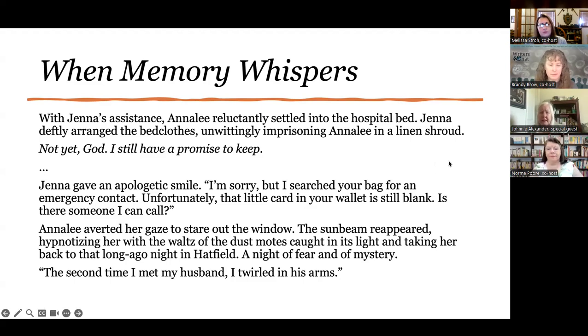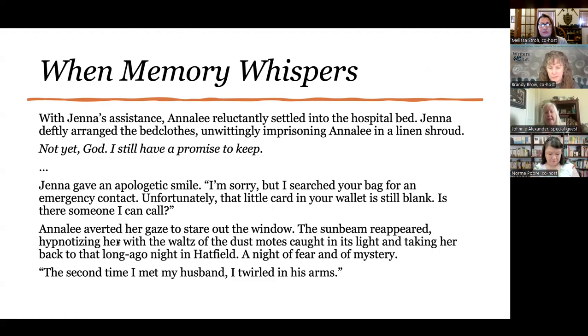With Jenna's assistance, Anna Lee reluctantly settled into the hospital bed. Jenna deftly arranged the bedclothes, unwittingly imprisoning Anna Lee in a linen shroud. Not yet, God. I still have a promise to keep. Jenna gave an apologetic smile. I'm sorry, but I searched your bag for an emergency contact. Unfortunately, that little card in your wallet is still blank. Is there someone I can call?